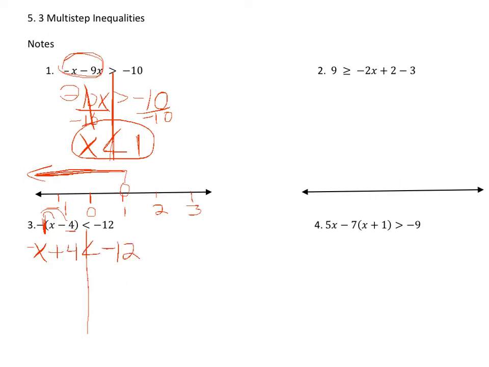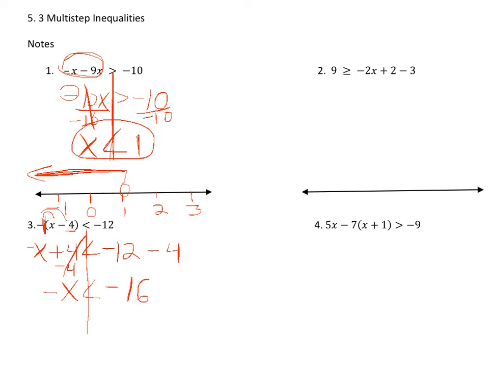Then this is just like the ones on the last video. Two more steps. Subtract the 4 from both sides. Now don't forget there's a negative in front of the x because that's going to leave us with one more step. Okay, negative 12 minus 4 is negative 16.